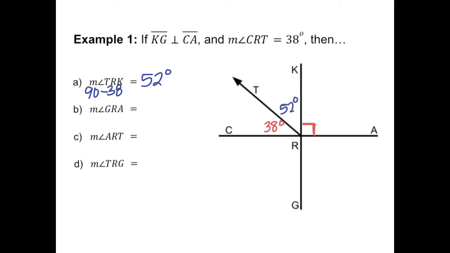For angle GRA, well, GRA is just one of these right angles in here. So I'm going to label that with another box there just to answer this question, 90 degrees. And I'm using the color coding so you can see how we're answering each problem as we go. So measure of ART, that's going to be the 90 that's here plus the 52 that's there using the angle addition postulate. So that's 142 degrees. And the last one, TRG, that's going to be this 90 degrees plus the 38 using the angle addition postulate for these two angles. So that is 128 degrees.